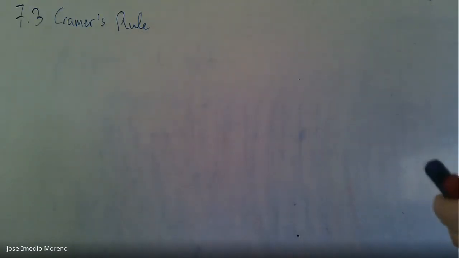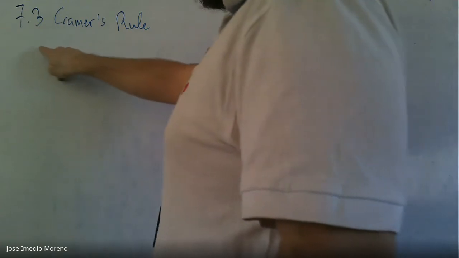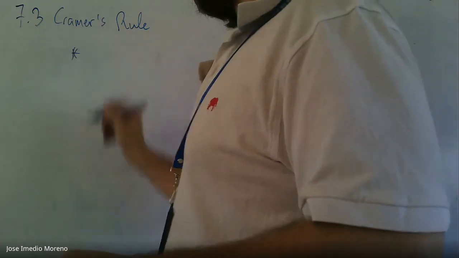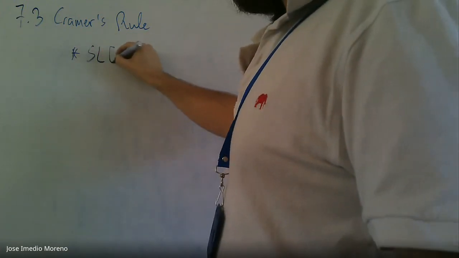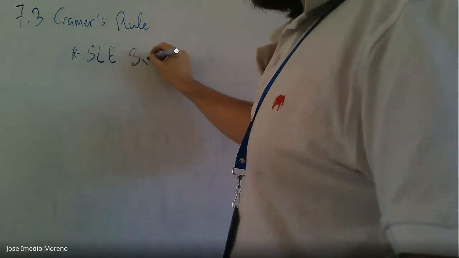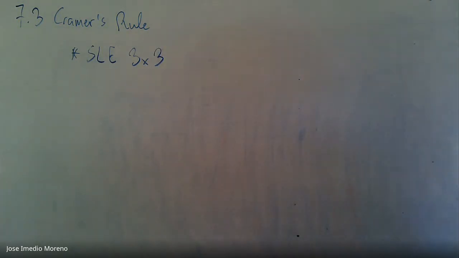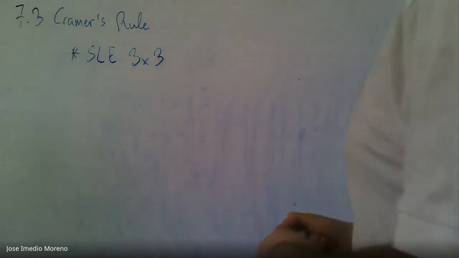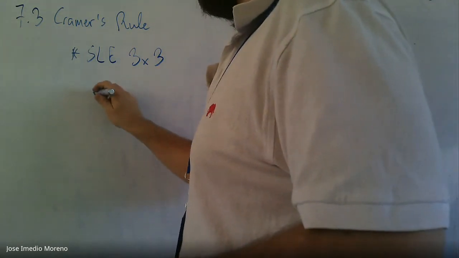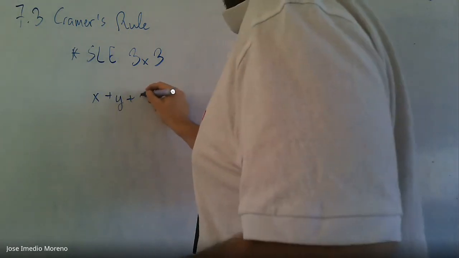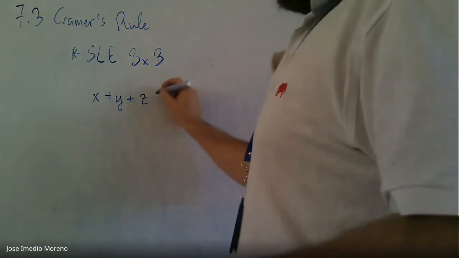Okay, so we are still on section 7.3, Cramer's rule. And today we're going to talk about systems of linear equations, 3 by 3. I guess you know that what happens in a 3 by 3 system is that we add a third variable. Now we have x, y, and also we have z.